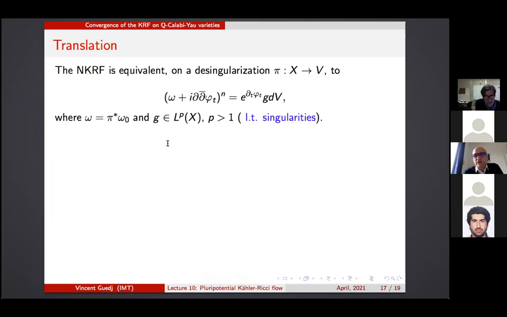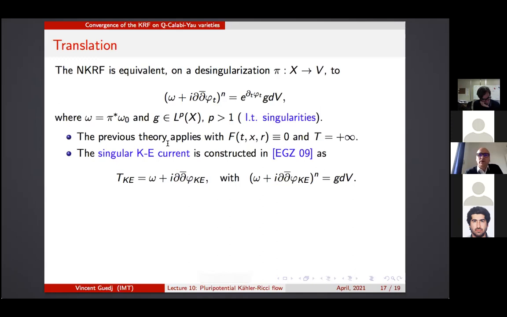So I'm looking at a desingularization pi of V, and I pull back the initial data, omega zero. And then the reference forms do not move with time. G is an L^p density. So here, capital F is zero and T is plus infinity. So we can apply the previous theory. And the singular Kaehler-Ricci current, which I mentioned last week, was constructed as a solution of the equation Monge-Ampère of phi KE is GdV, once properly normalized. Okay, so this is the setting.